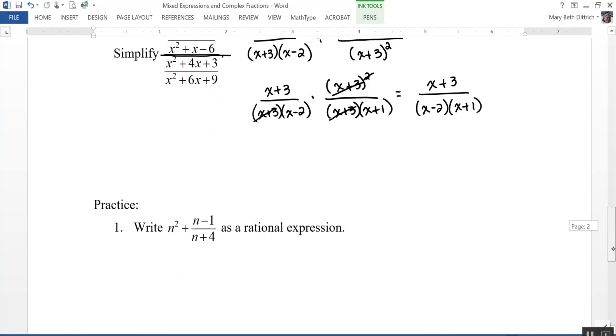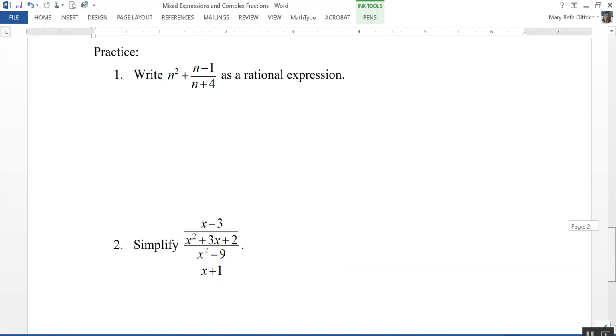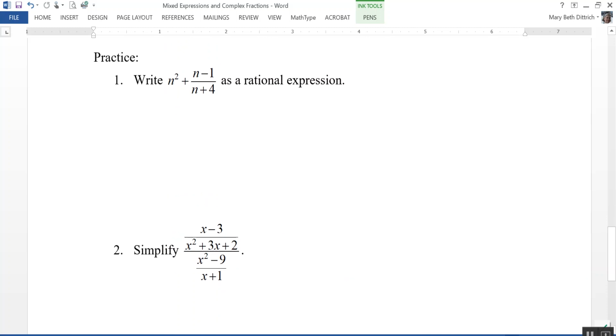So here are a couple practice problems I'd like for you to try. One of each, a rational expression and a complex fraction. So go ahead and stop the video and try these two problems in your math journal.